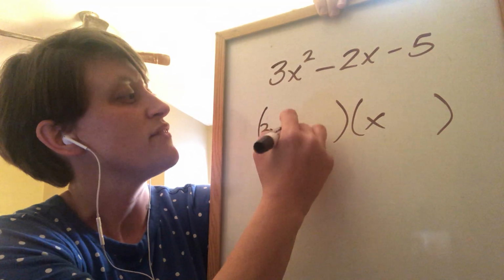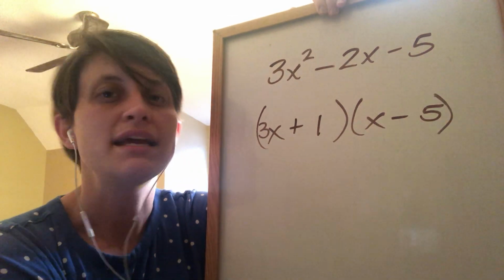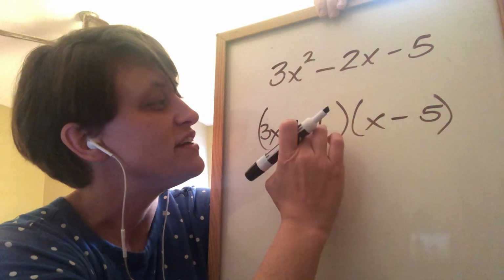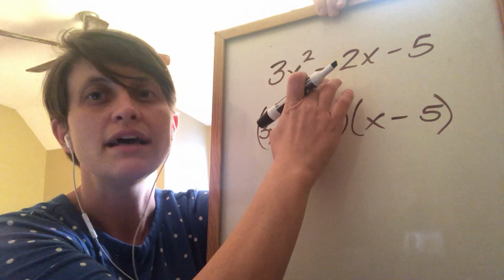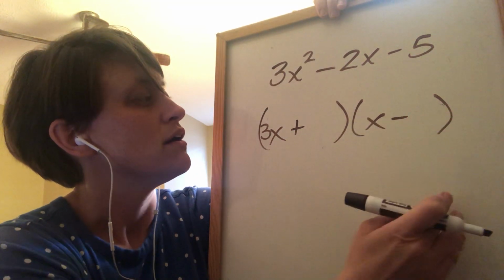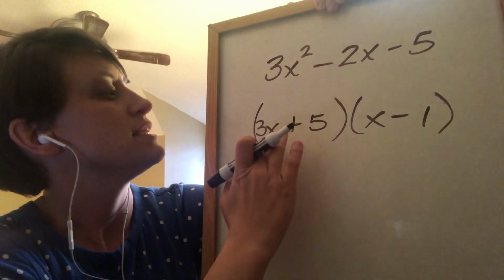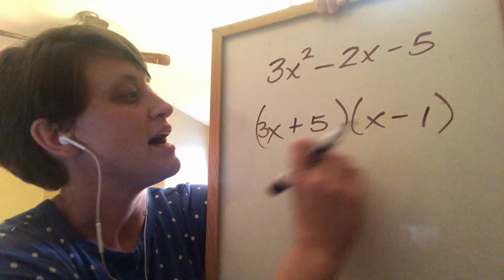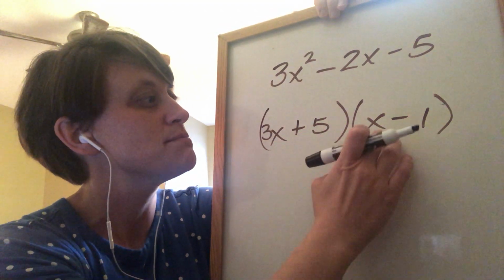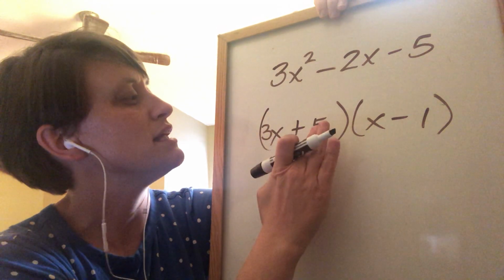So here's an example of that. I know that 1 and negative 5 make negative 5. But when I try to FOIL that back, I get negative 15 plus 1. That doesn't make negative 2. So this can't be right. Okay, well how about positive 5 and negative 1? That definitely makes a negative 5, right? But then when we go ahead and FOIL it out, that gives us negative 3x plus 5x. That's not negative 2x, so that can't be right either.